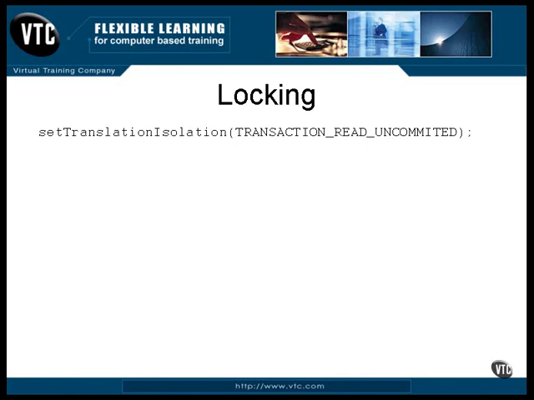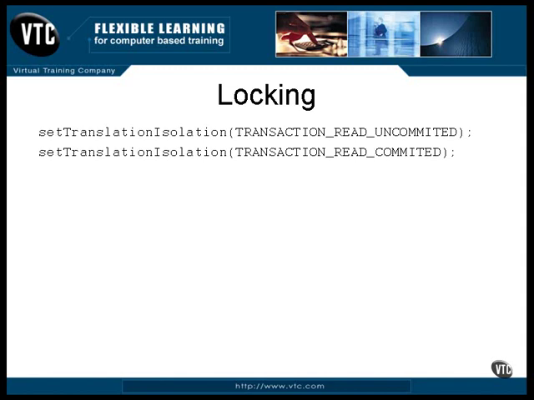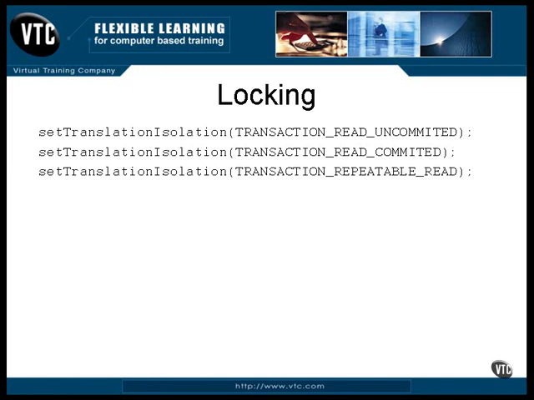This is read uncommitted, the lowest and simplest level of reading. It reads everything, including uncommitted updates and inserts. It allows dirty reads, non-repeatable reads, and phantom reads. The read committed setting prevents dirty reads, but non-repeatable reads and phantom reads are allowed. The repeatable read setting means that dirty reads and non-repeatable reads are prevented, but phantom reads can occur. This is the highest level of isolation. It prevents all three: dirty reads, non-repeatable reads, and phantom reads.